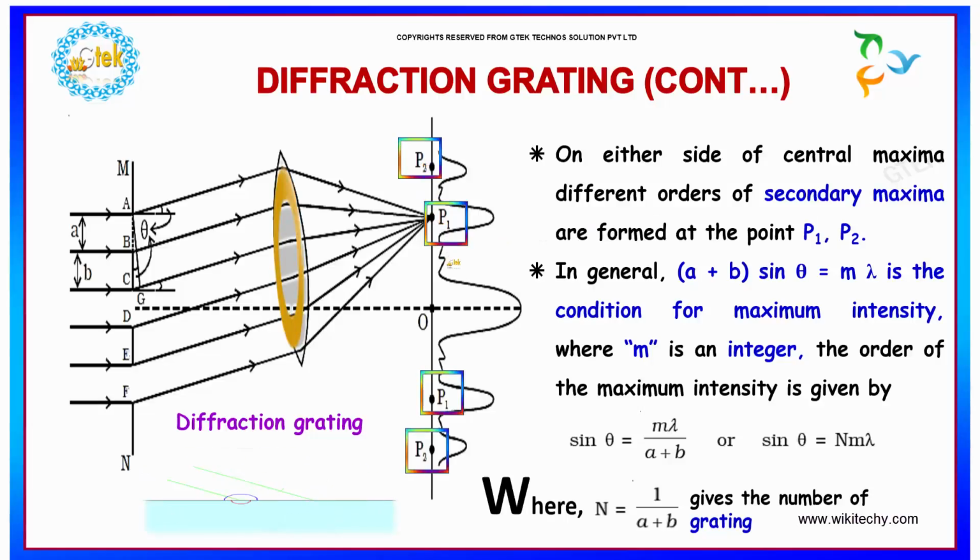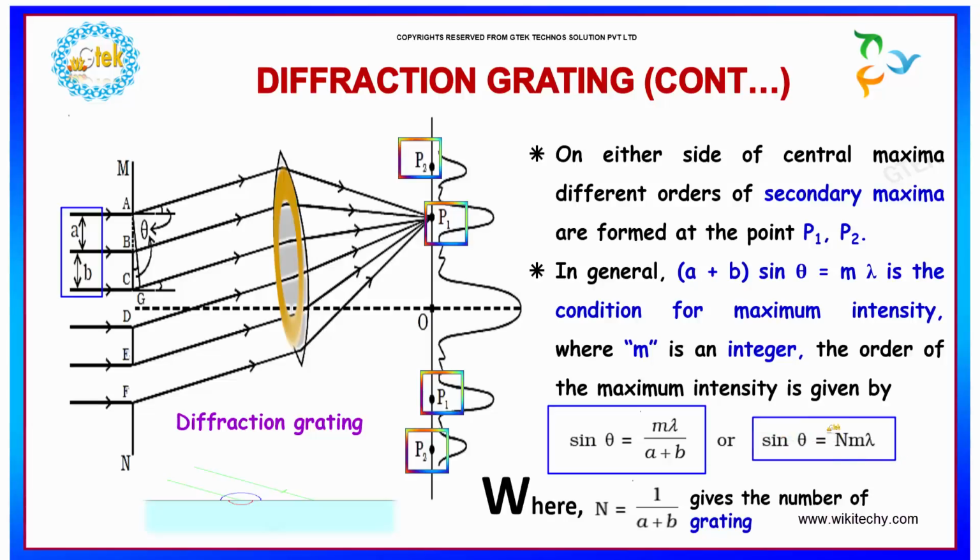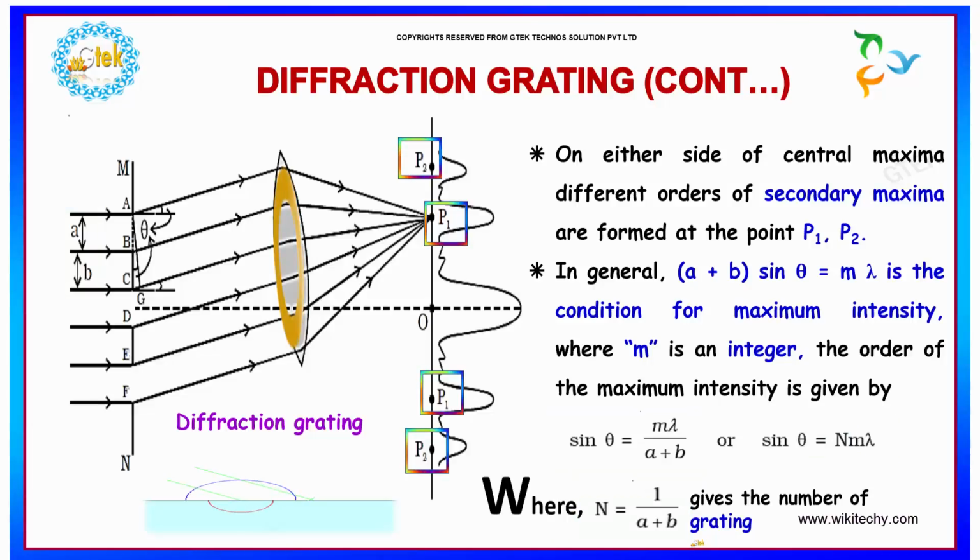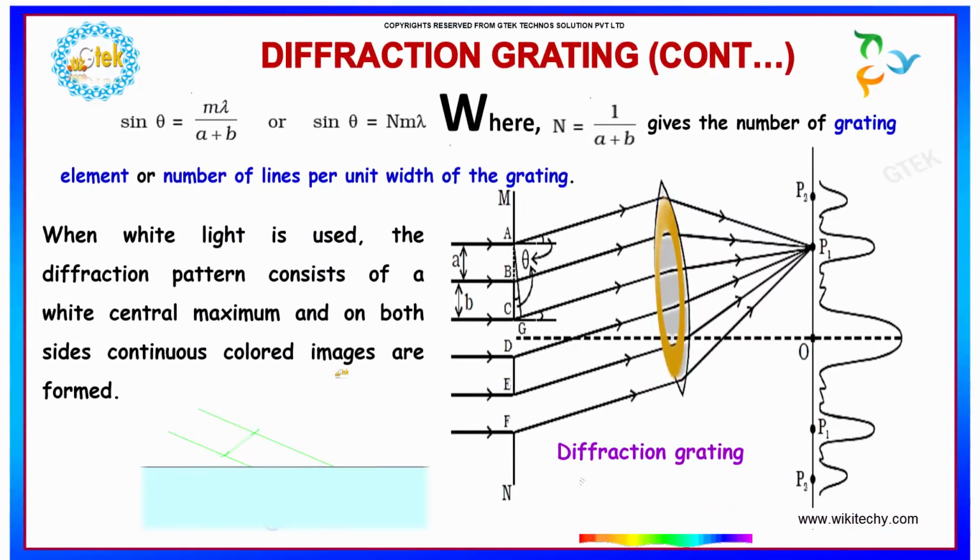In general, (A plus B) sin theta is equal to m lambda is the condition for maximum intensity, where m is an integer, the order of maximum intensity. So sin theta is equal to m lambda divided by (A plus B). So sin theta is equal to N m lambda, where N is equal to 1 by (A plus B), which gives the number of gratings per unit length. So this is the equation you have seen.